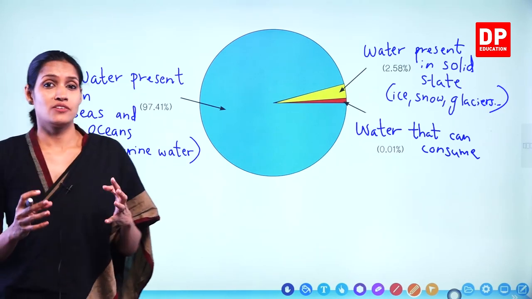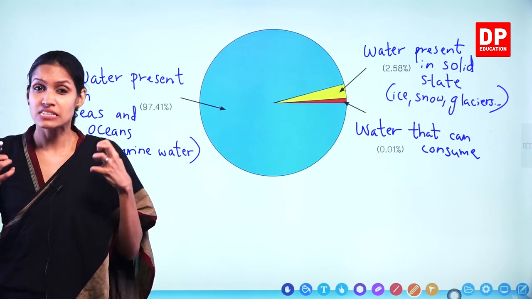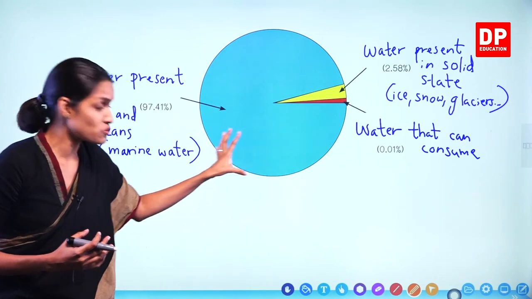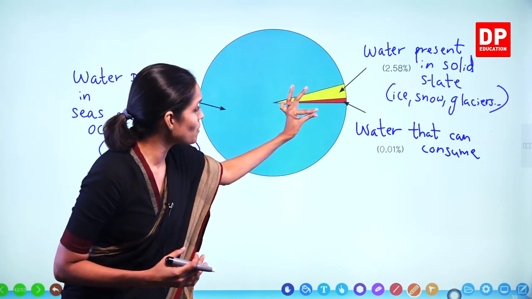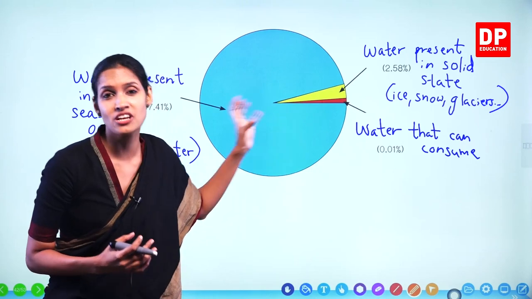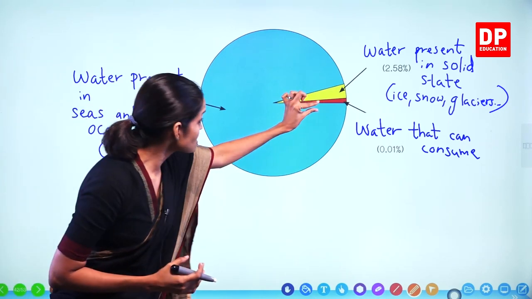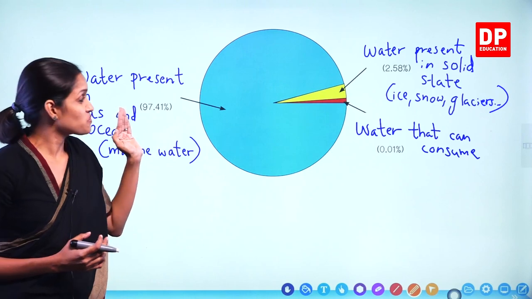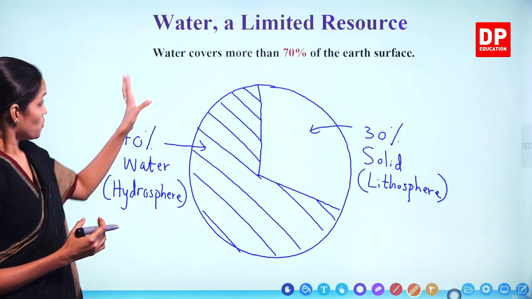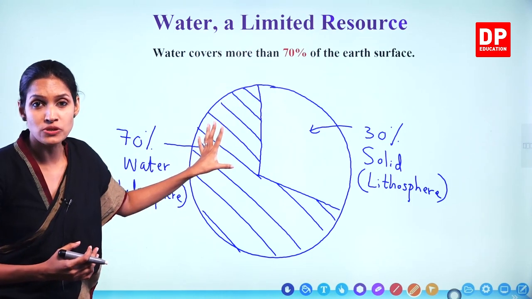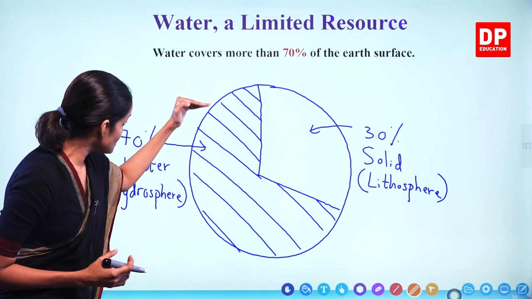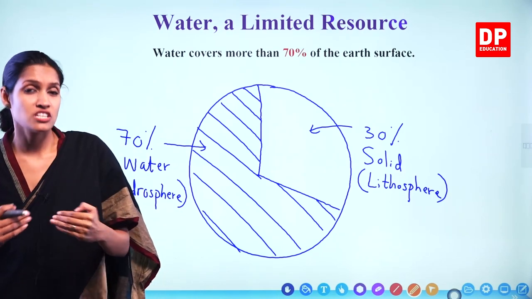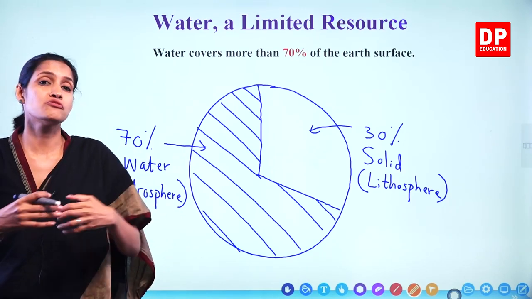Okay, so we learn that water is one essential factor. It is a basic need for us. We can't live without water. But still, when we consider the entire amount of water present on Earth, only a very little amount we can use, we can consume in our day-to-day activities. Right? Even this 0.01% is for the entire Earth. Okay? So it's very clear, even though more than 70% of Earth's surface is covered with water, still water is considered as a limited resource. So it is our responsibility to protect this water, not to waste water, to conserve water.